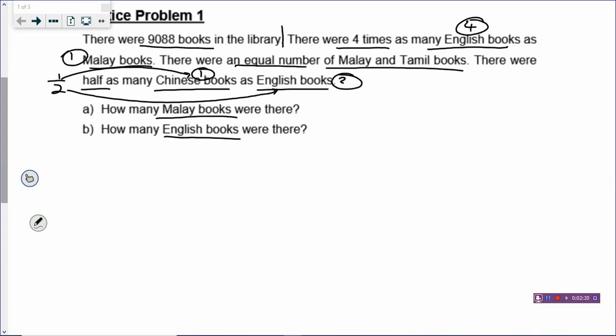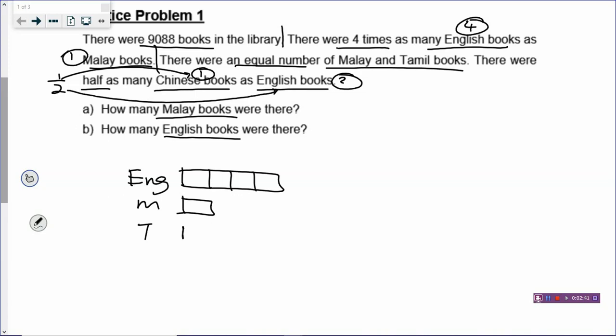So in the first sentence, you don't know how to draw, so jump to the next sentence. And English books will be 4 times. So you draw a rectangle, cut into 4 boxes. And the Malay books will be 1 time. So you are drawn until here already. And there were an equal number of Malay and Tamil books. So how do you draw the model for Tamil books? Equal number means you draw a similar box, right, to show equal. So you're drawn until here.